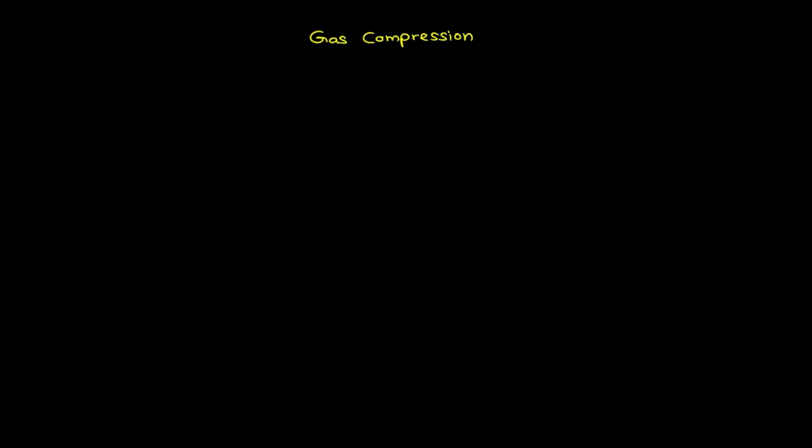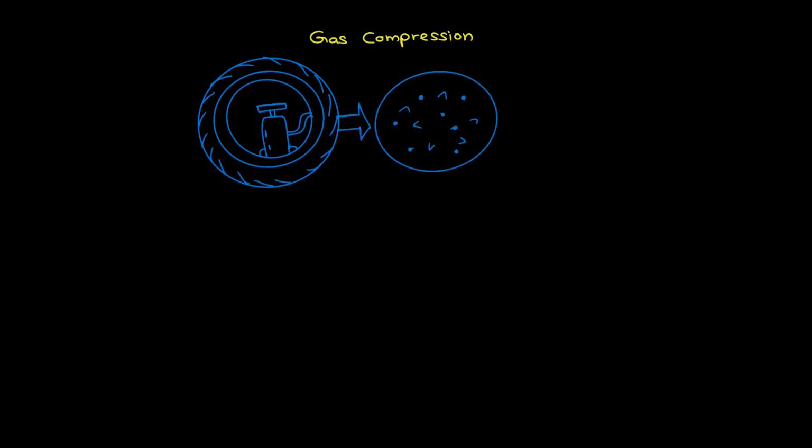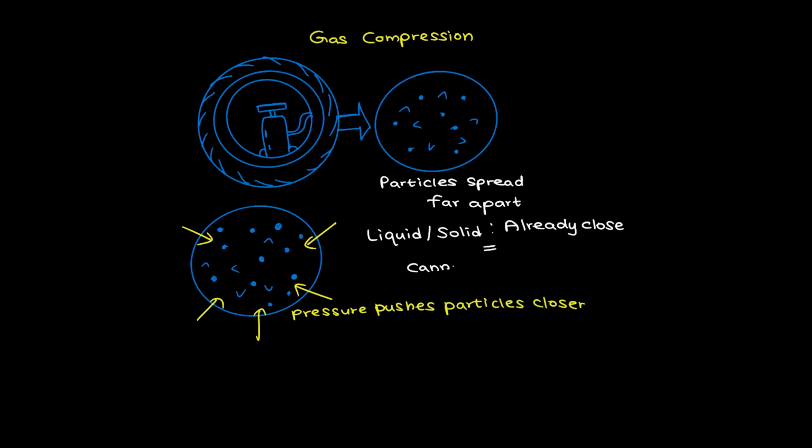Pump air into a bicycle tyre. The tyre gets firmer as you add more air to the same space. You're compressing gas, squeezing more particles into a fixed volume. Gases allow this because of how their particles are arranged, spread far apart, with lots of empty space between them. When you apply pressure, you push particles closer together, filling that empty space. Liquids and solids can't be compressed much because their particles are already close together. No empty space to eliminate.